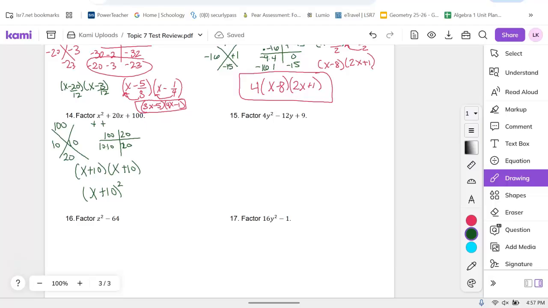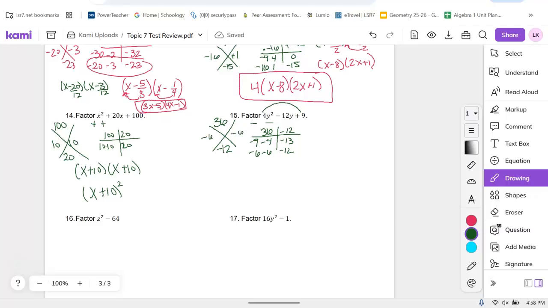Factor 4y squared minus 12y plus 9. Is there a greatest common factor? No. So here, I'm going to again multiply my A times C. 4 times 9 is 36. My B is negative 12. Since my AC is positive, my B is negative, both factors will be negative. What multiplies together to give me 36 adds to give me negative 12? Well, let's see, negative 4, negative 9, that's negative 13. So negative 6 times negative 6 is negative 12.